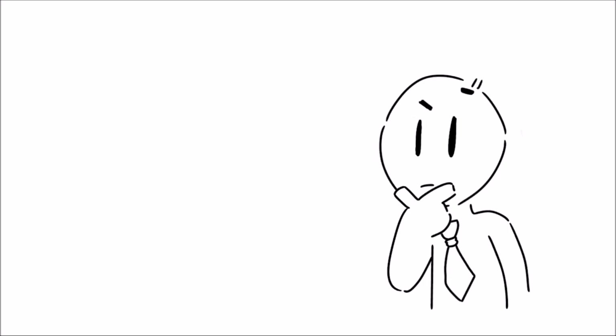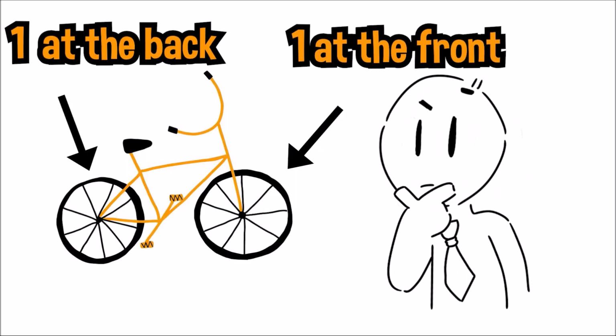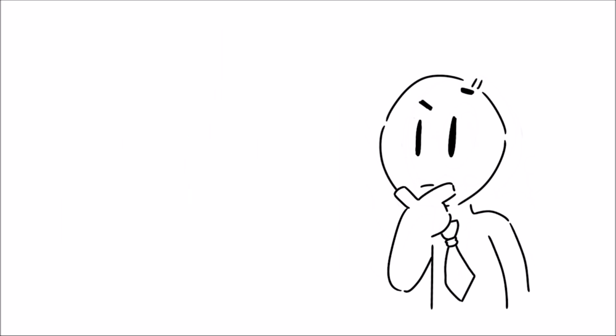But why would you ride a vehicle that only has two wheels? Only one at the front and one at the back? How is that even possible? Is there magic behind it? Don't be silly. It's just physics. Come on, let me show you.